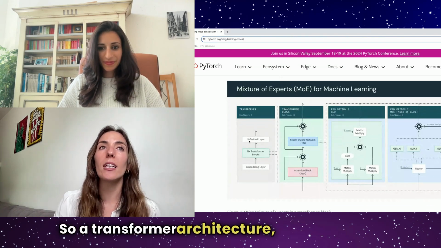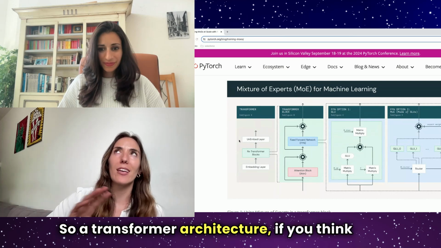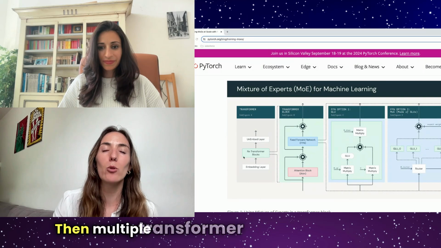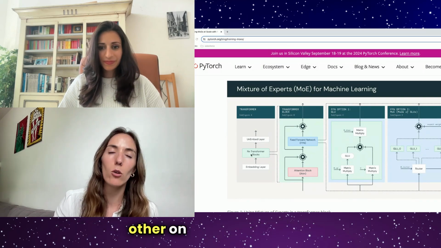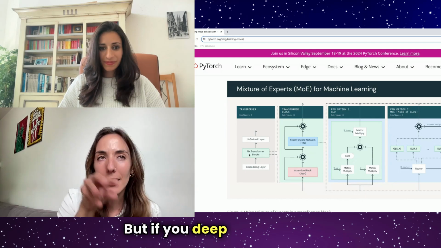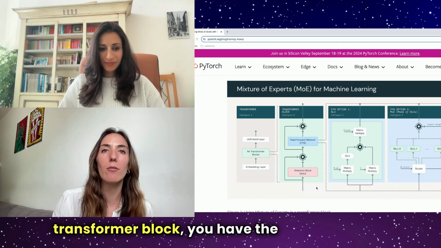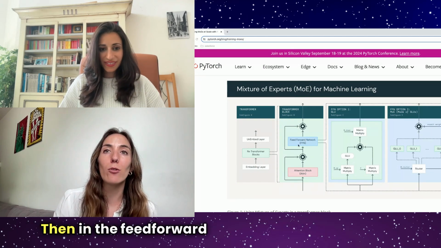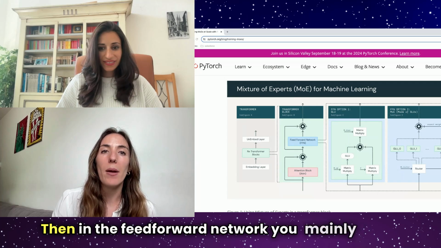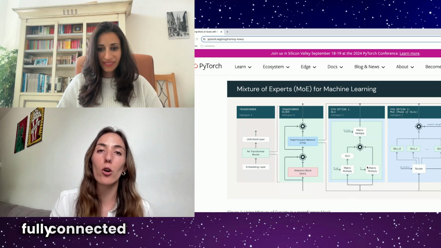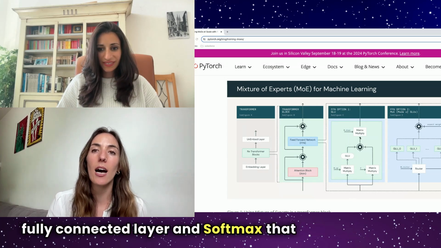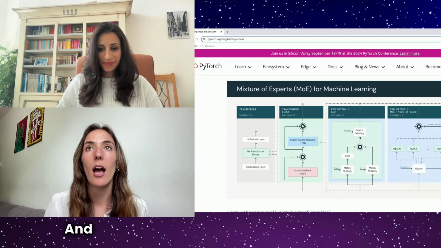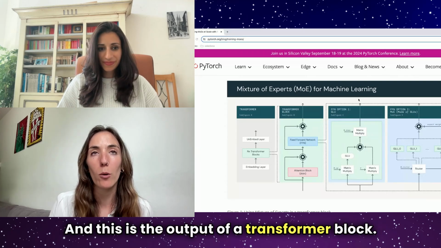A transformer architecture, if you think of it in the bigger picture, has an embedding layer, then multiple transformer blocks stacked on top of each other. But if you deep dive into the transformer block, you have the attention block and then the feedforward network. In the feedforward network, you mainly have a fully connected layer and softmax that creates the final probabilities for the next token. And this is the output of a transformer block.